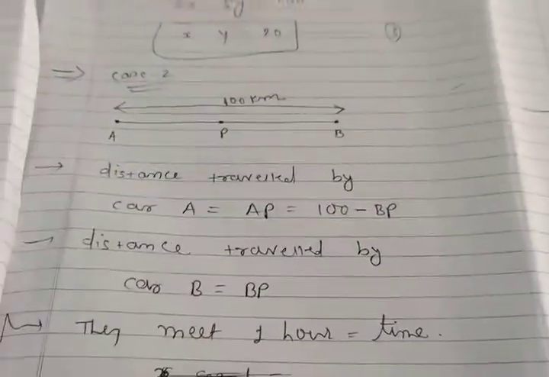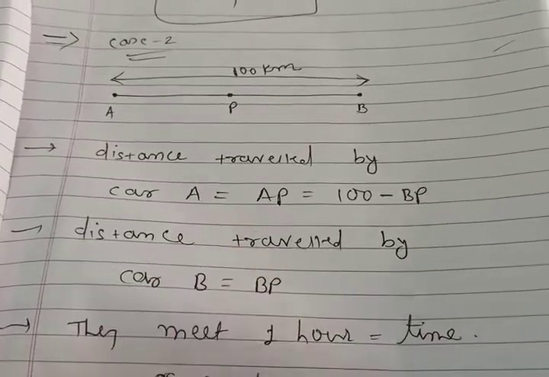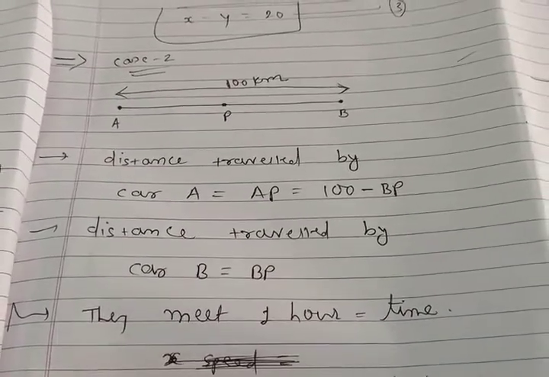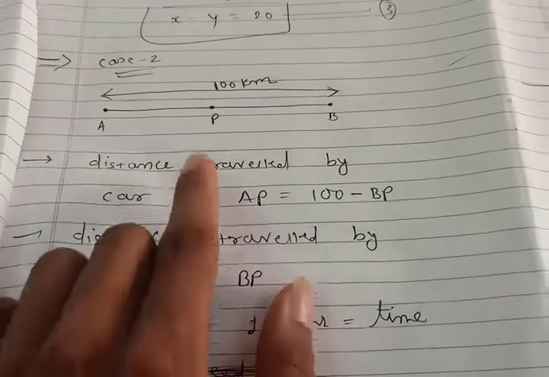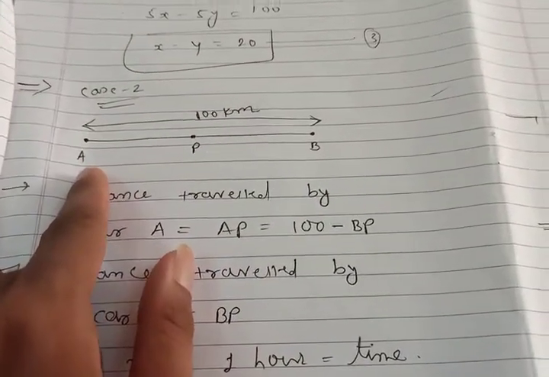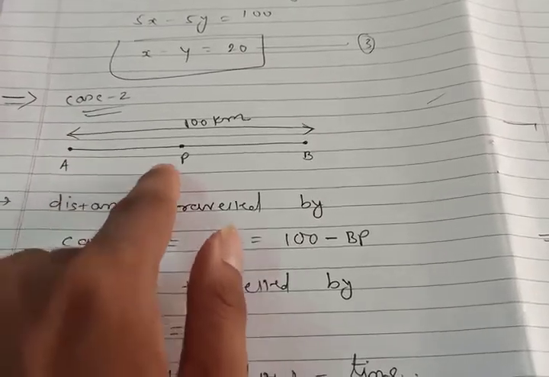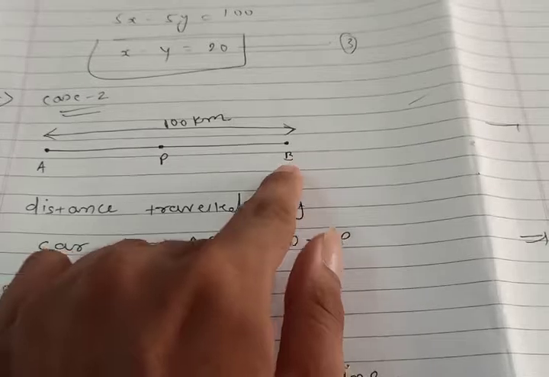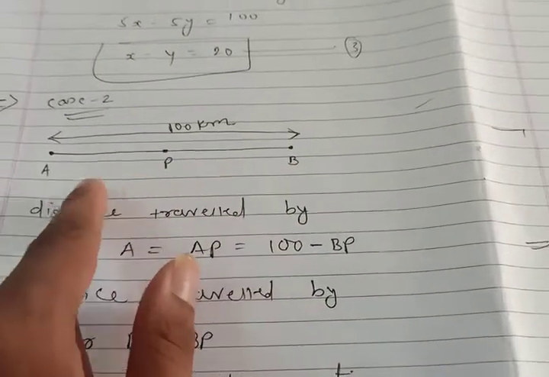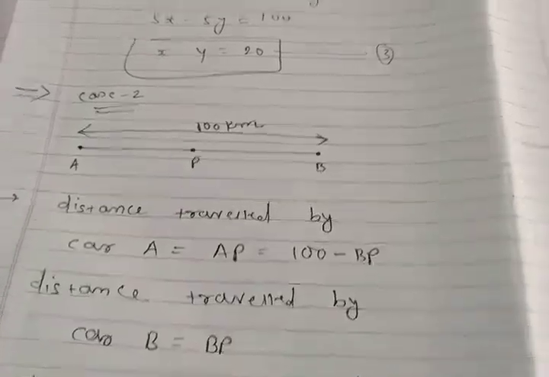Now students, turn to case 2. In this case, the direction of speed is opposite, that is, the direction of A is like this and the direction of B is like this. Both meet at point Q. See, I will explain to you.